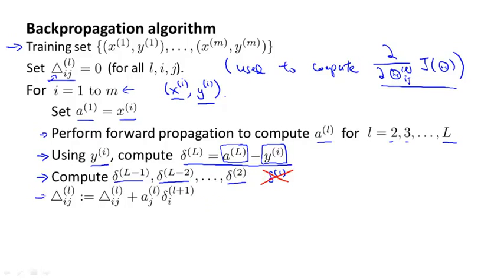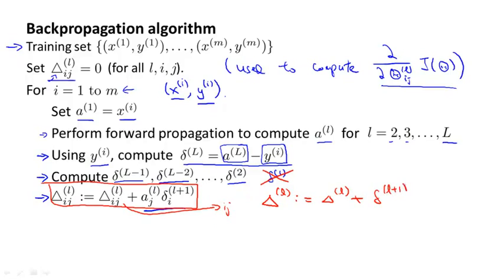And finally, we're going to use these capital delta terms to accumulate these partial derivative terms that we wrote down on the previous slide. By the way, if you look at this expression, it's possible to vectorize this too. Concretely, if you think of capital delta L ij as a matrix indexed by subscript ij, then you can rewrite this as capital delta L gets updated as capital delta L plus lowercase delta L plus 1 times a L transpose. That's a vectorized implementation that automatically does this update for all values of i and j.